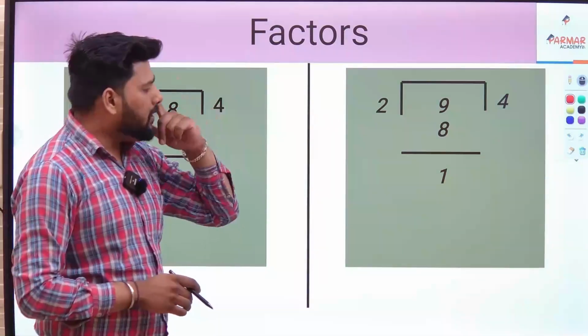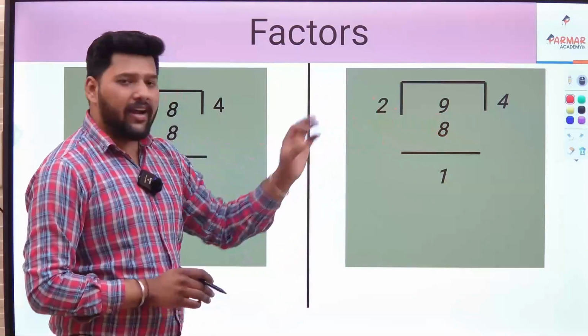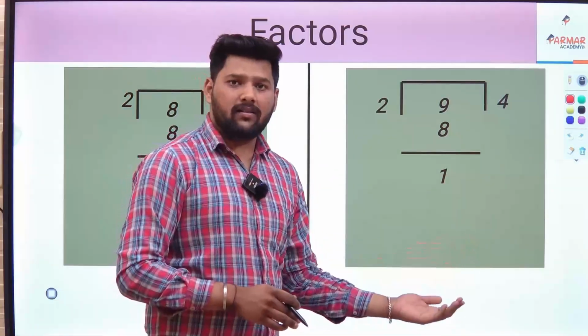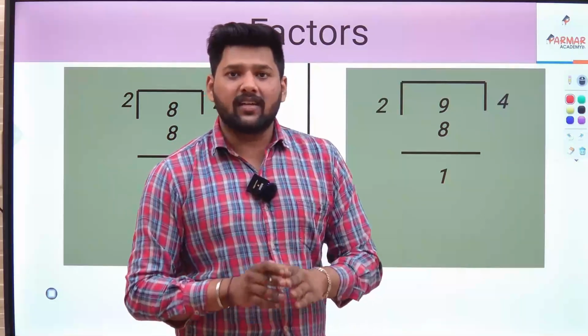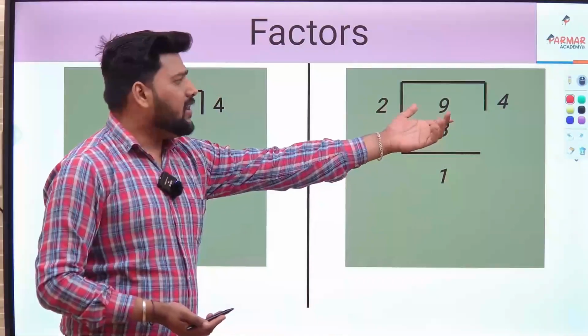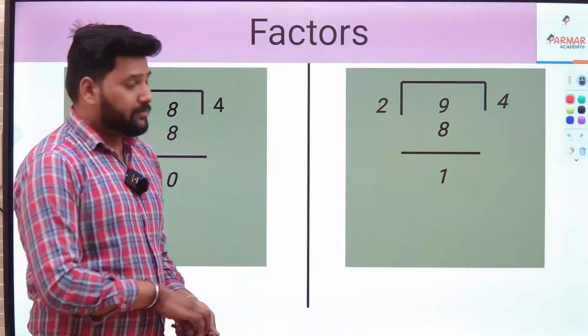In the next example, when we divide 9 by 2, at the last we will get the remainder 1. That means here the division is not exact. Clearly we know that 2 is not the factor of 9.